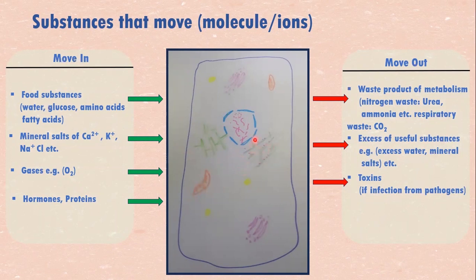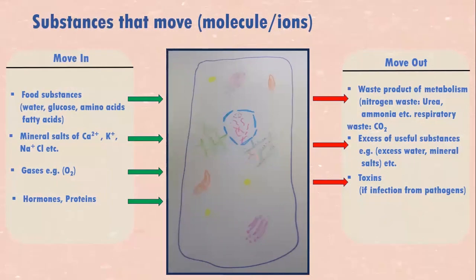And then substances that are not needed, injurious to the cell, move out. Substances like waste products of metabolism, nitrogenous waste, urea, ammonia. You can have other substances like lactic acid. You can have respiratory waste like carbon dioxide. You can also have excess of useful substances, water and mineral salts. If they are in excess, they have to move out. Toxins also move out. Why does excess of useful substances move out? It's an assignment that we'll try to answer.